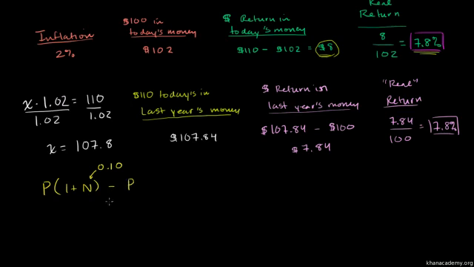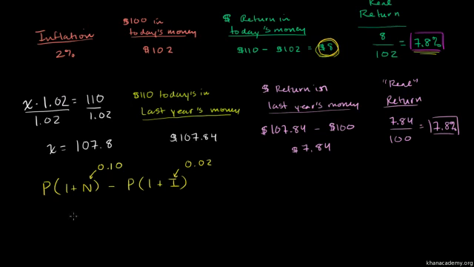Well, we originally invested P dollars a year ago. And in today's dollars, we just need to grow it by the rate of inflation. And in the examples we've been doing, we assumed that the rate of inflation is 2%. So that would be 0.02. So this expression right over here is actually the dollar return in today's dollars. It's this value right here that we calculated in the first video.